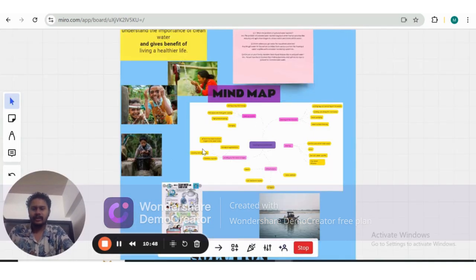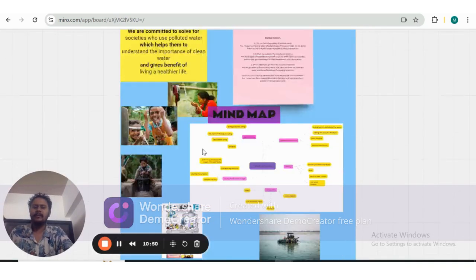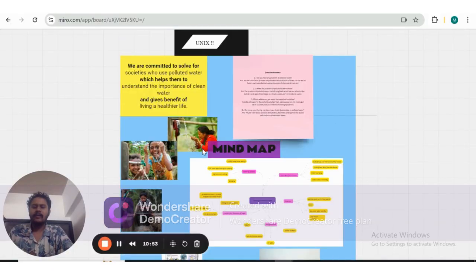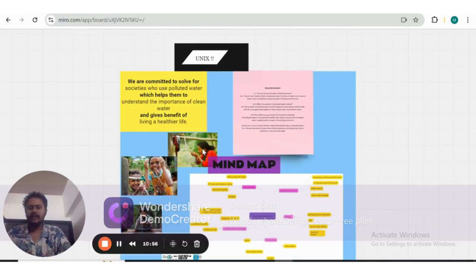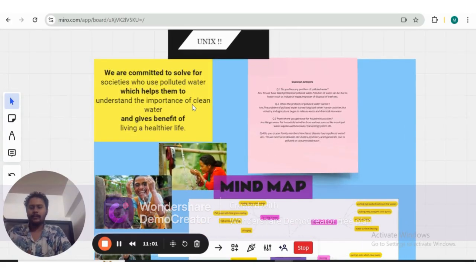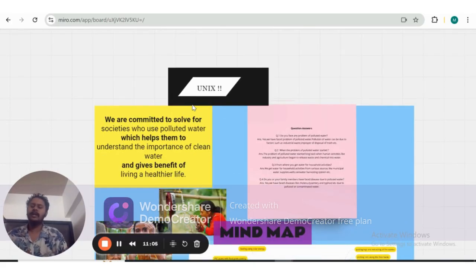As you can see, this board is created by students, and the name of this team is called Unix. Around 5 to 8 students were involved in creating this. As you can see, the first stage of our program is identifying a problem statement by communicating with the local community to find a problem.